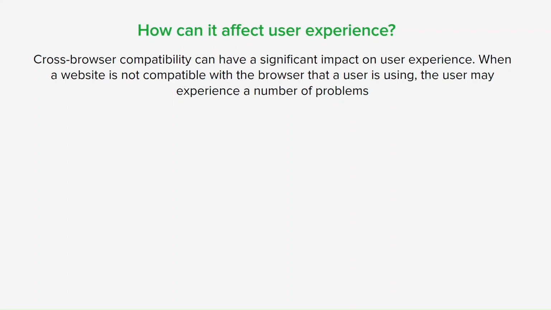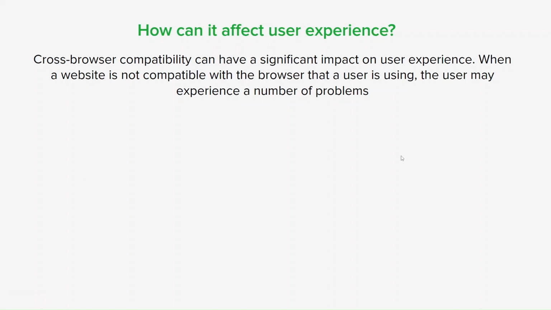In addition, cross-browser compatibility issues can also affect the accessibility of a website. For example, if a website uses non-standard HTML or CSS properties, users with disabilities who are using assistive technologies may not be able to access the website.